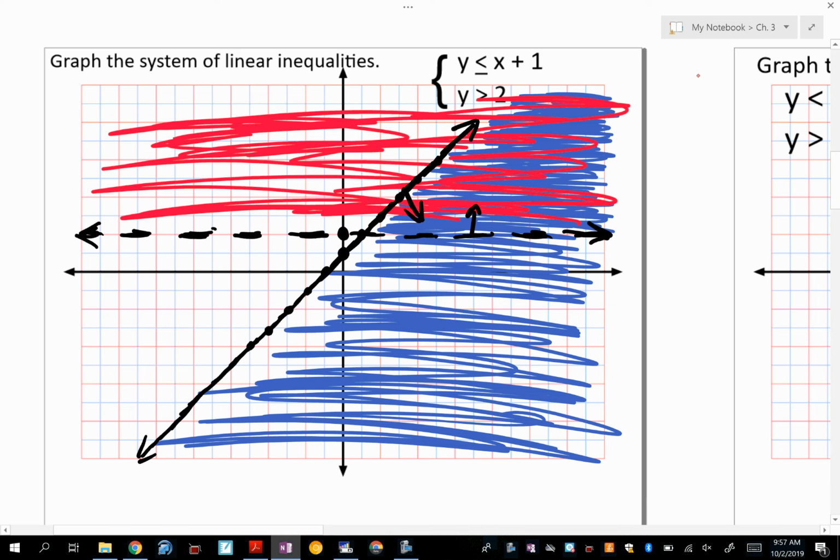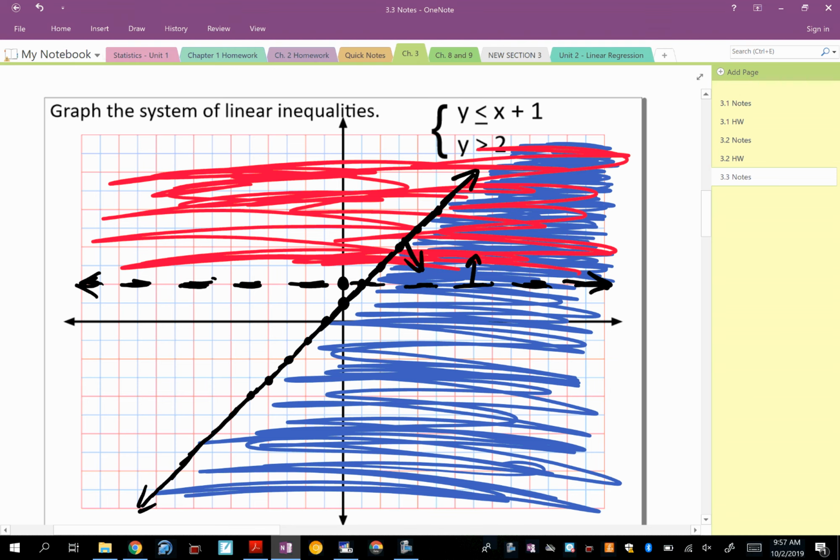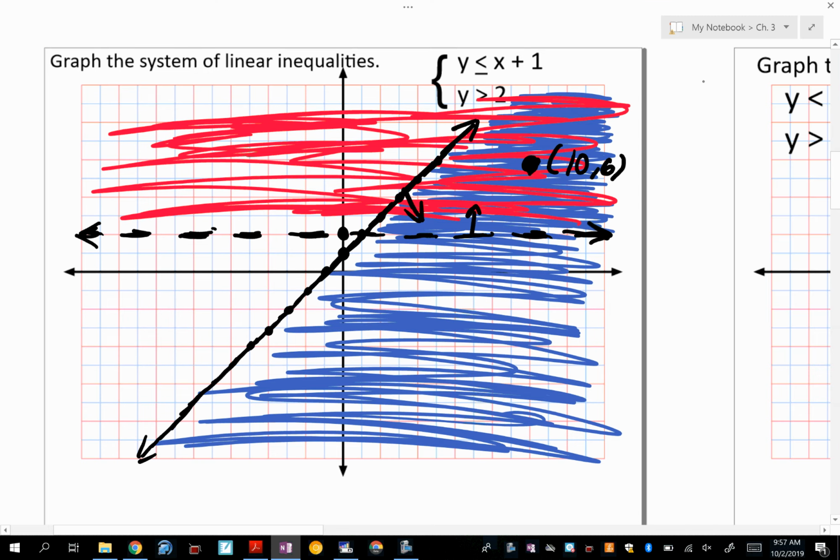The graph itself? Yeah, it just says to graph it. But if I asked another question, Clarissa, give me a point that would make this system true, then I would pick a point, like 10, 6. That's in that area, so it's going to be one of infinite solutions for this system. I know that my grid stops, so I stop shading, but you guys know these arrows are going on forever, so that solution area is going on forever.